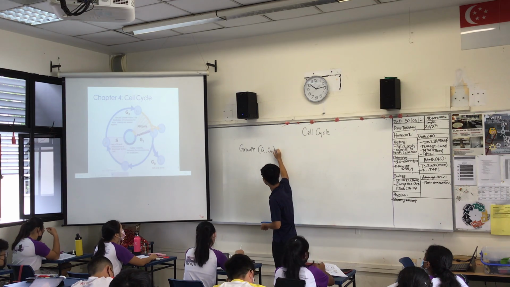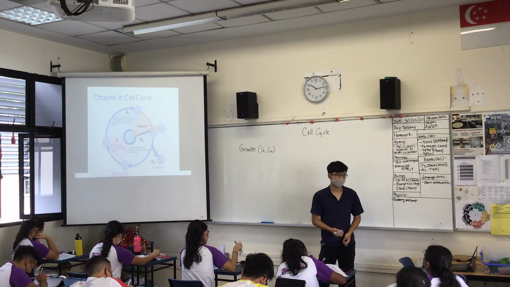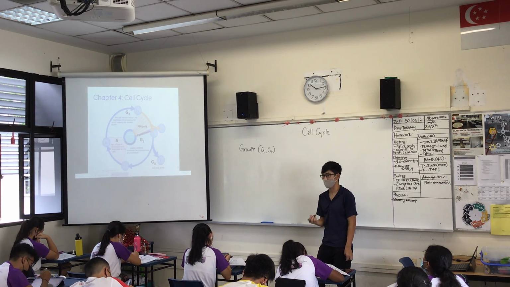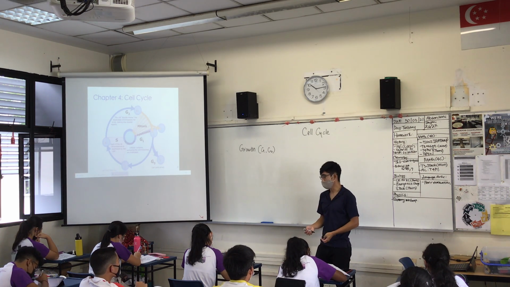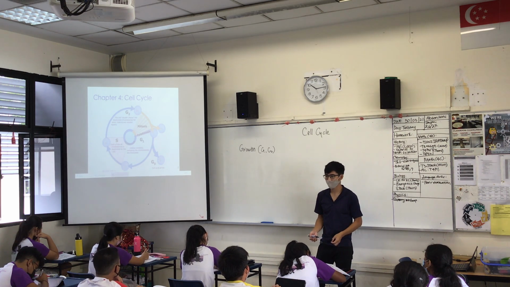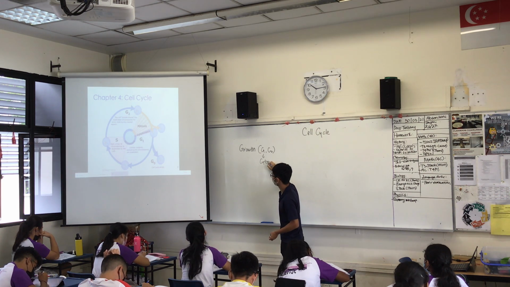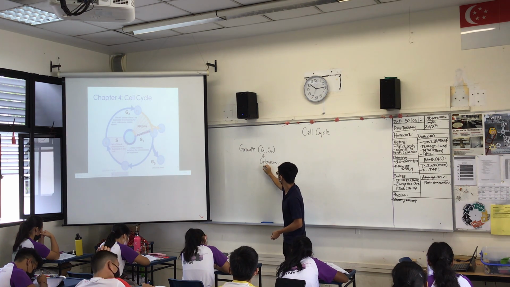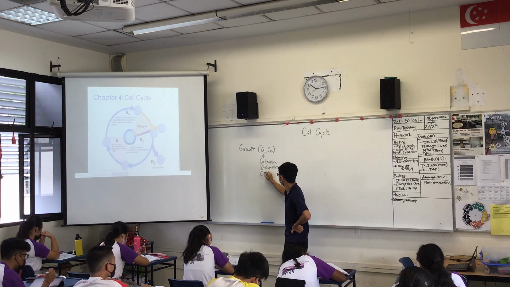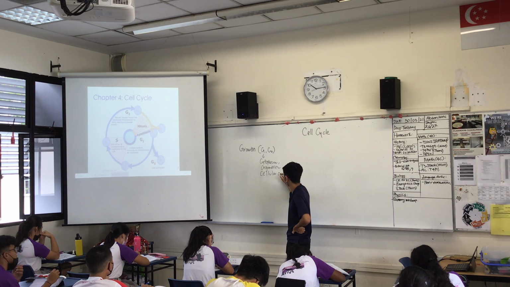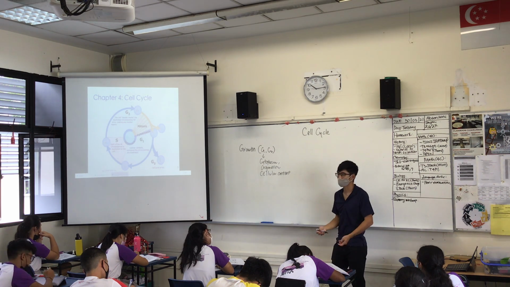G for growth. G1, G2. The cell actually spends a lot of time growing. What are you growing for? We'll come to it in a bit. What happens when the cell grows? Well, it produces more cytoplasm, more organelles, or in general, you can say cellular content. The cell spends a lot of time growing.